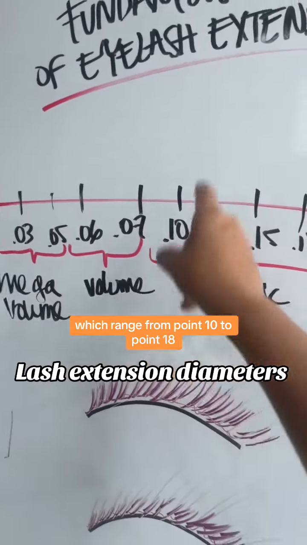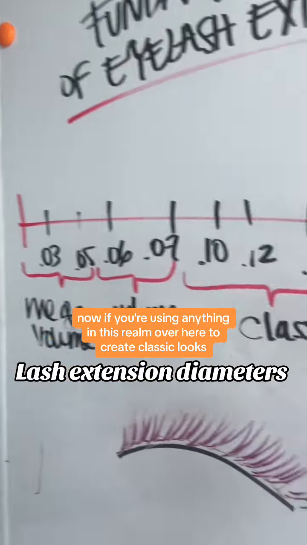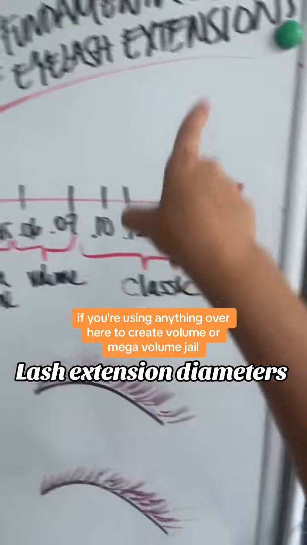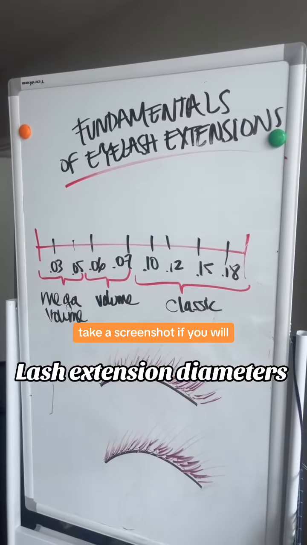And then you have your classics, which range from 0.10 to 0.18. Now, if you're using anything in this realm over here to create classic looks, you're messing up. If you're using anything over here to create volume or mega volume, jail. So I'm going to let you look at it, take a screenshot if you will.